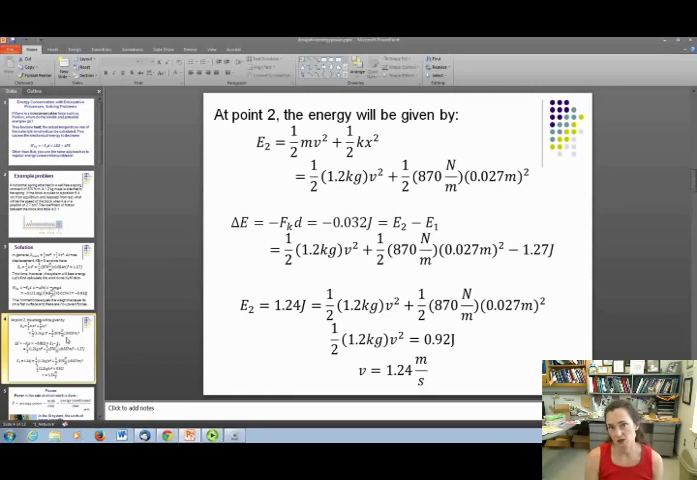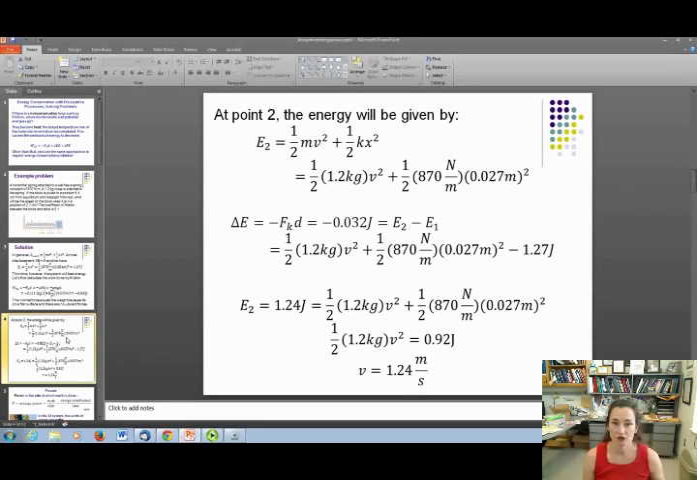We don't know V, that's what we're solving for, but we do know our mass is 1.2 kilograms. So E2 will be equal to 1/2 times 1.2 kilograms times V squared, and then plus 1/2 kx squared, which at that point is 1/2 times 870 newtons per meter times 0.027 meters squared. Now, we say delta E is E2 minus E1. We solved for before that was equal to the work done by friction, which is minus 0.032 joules.